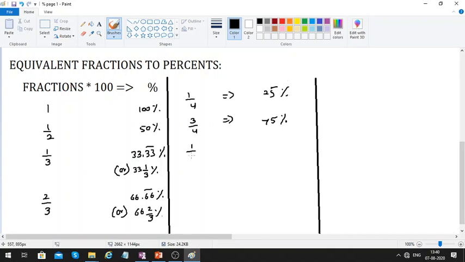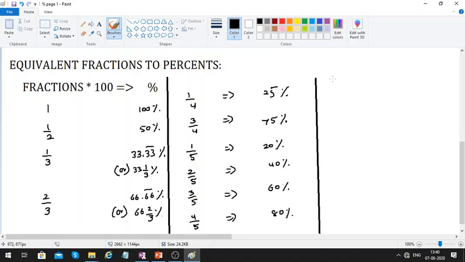In the same way, 1 by 5 into 100 will be 20%. If 1 by 5 is 20%, it's easy to understand that 2 by 5 will be 40%. If you multiply by 3, 3 by 5 would be 60%. Then if you multiply by 4, 4 by 5 would be 80%. So if you want to find 80% of a number, that is nothing but 4/5 of that number.